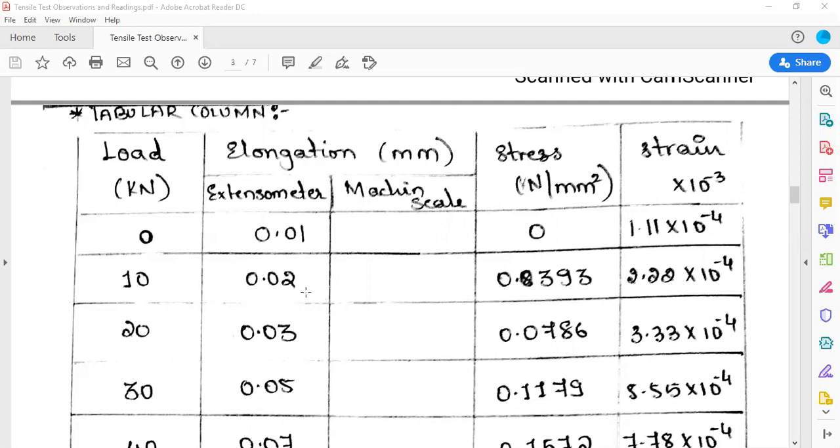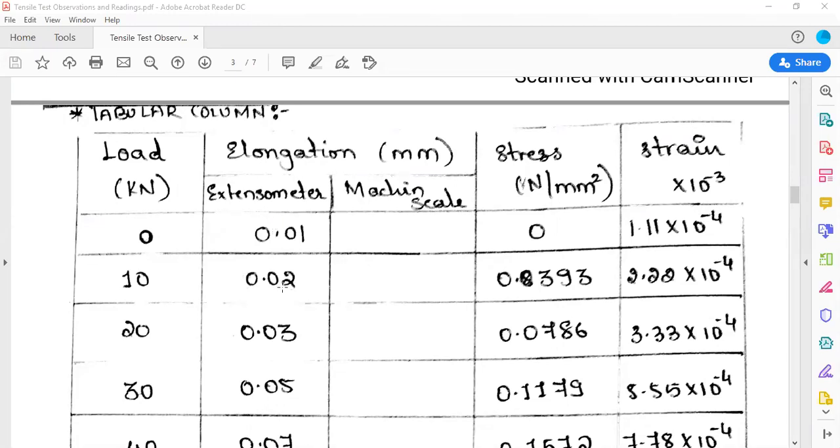Initially the deformations observed in the specimen cannot be seen in the machine scale, for example 0.02, which cannot be measured in machine scales. In machine scales you can measure 1 mm, 2 mm, 3 mm, like that. It is not possible to measure these small values, that's why we have fitted extensometers to the specimen.